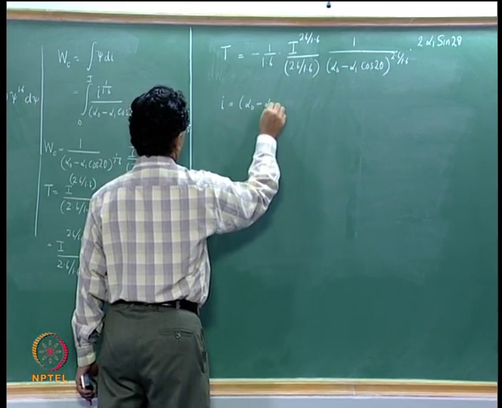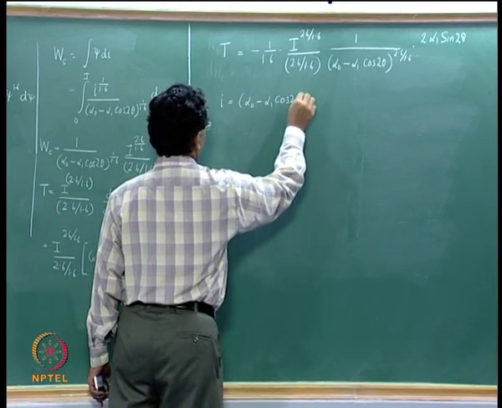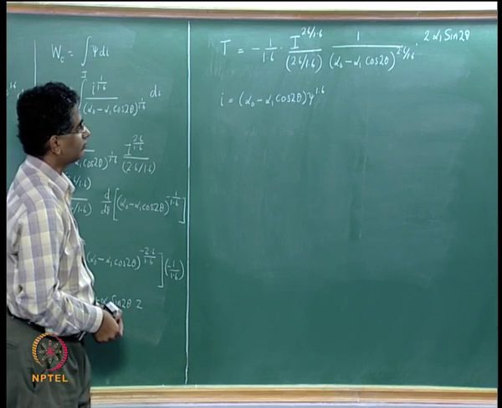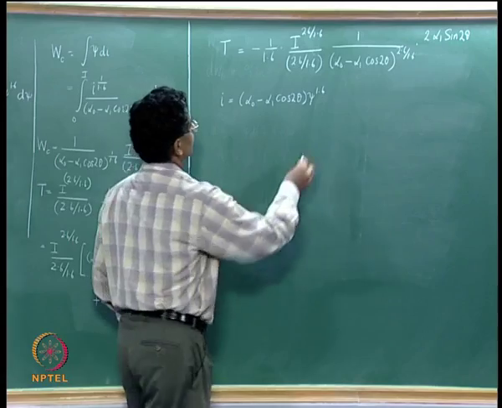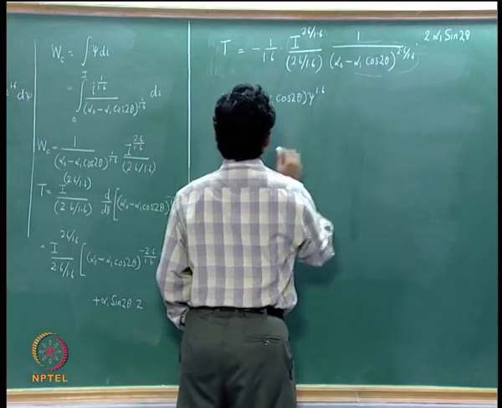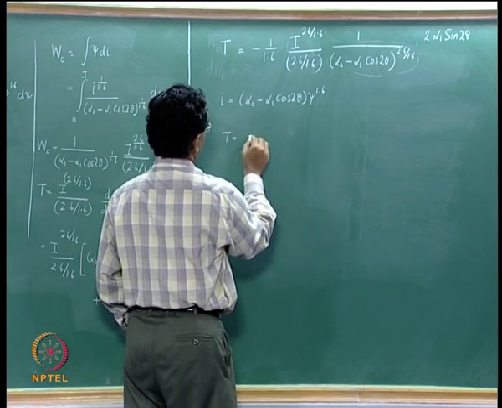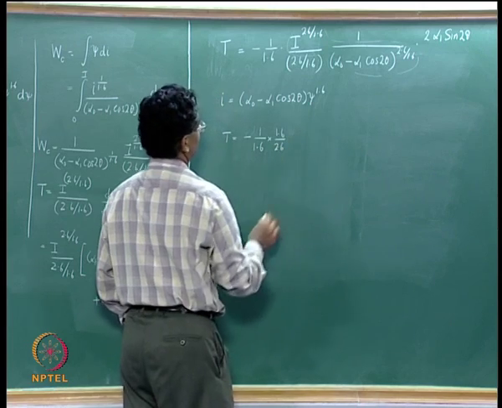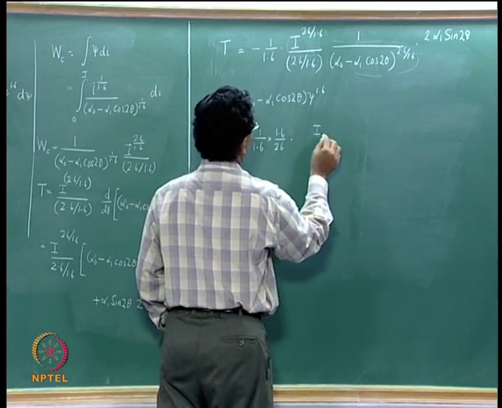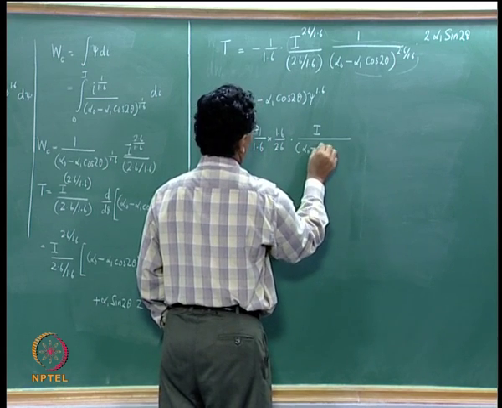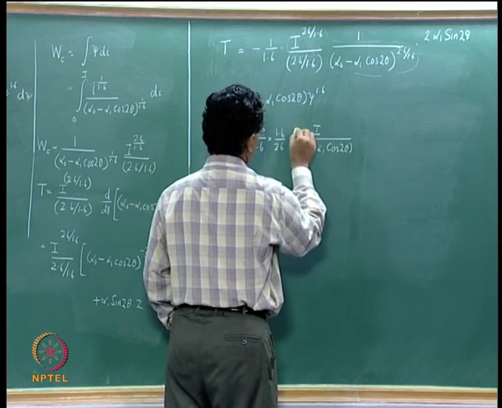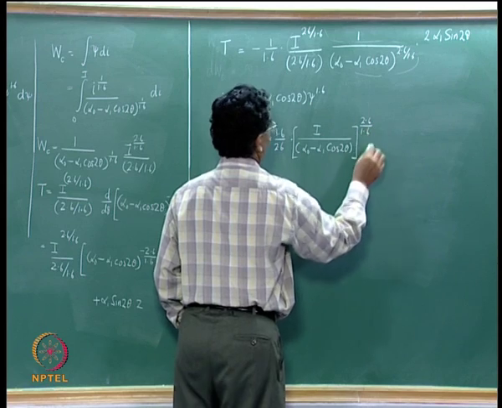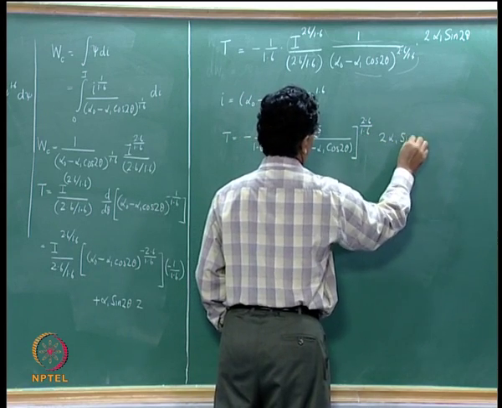I is given as alpha naught minus alpha 1 cos 2 theta into psi to the power of 1.6. And therefore, if you look at this term, the torque can be written as minus 1 by 1.6 multiplied by 1.6 by 2.6 multiplied by I divided by alpha naught minus alpha 1 cos 2 theta, this whole thing raised to the power of 2.6 by 1.6 multiplied by 2 alpha 1 sine 2 theta.